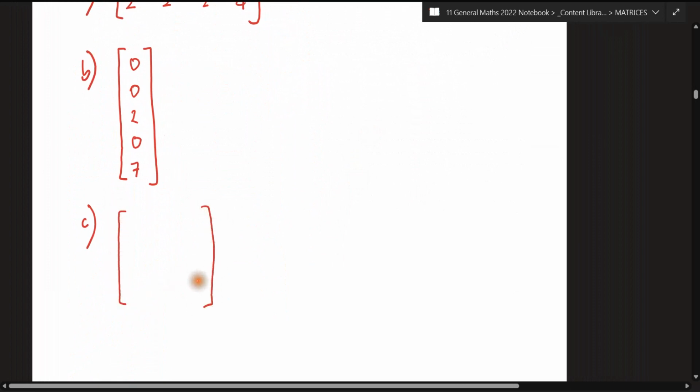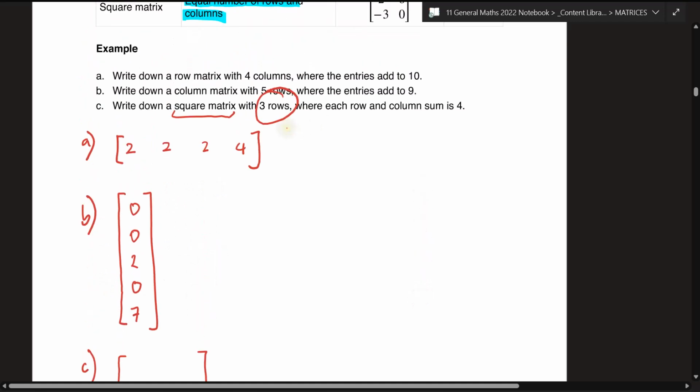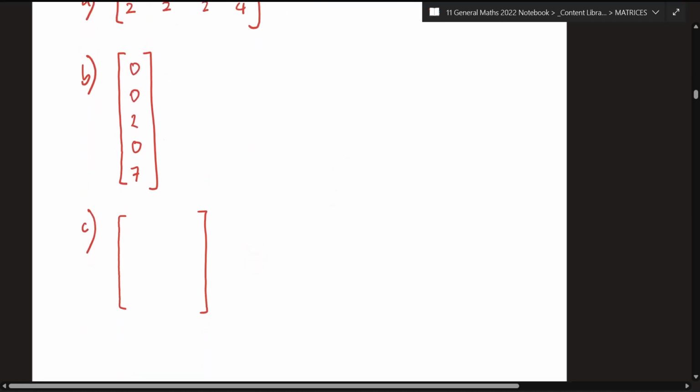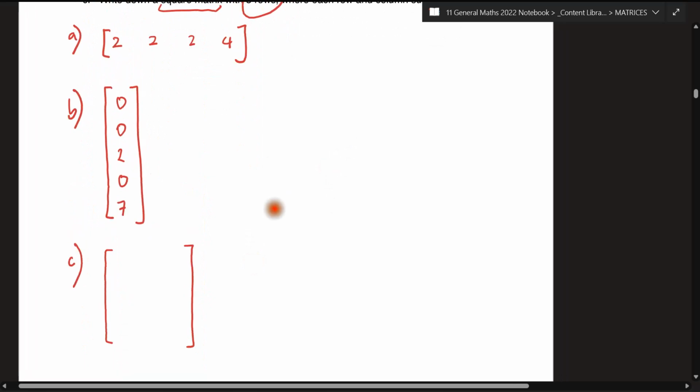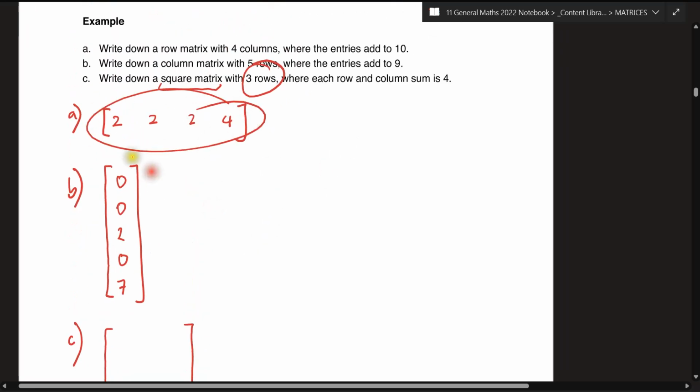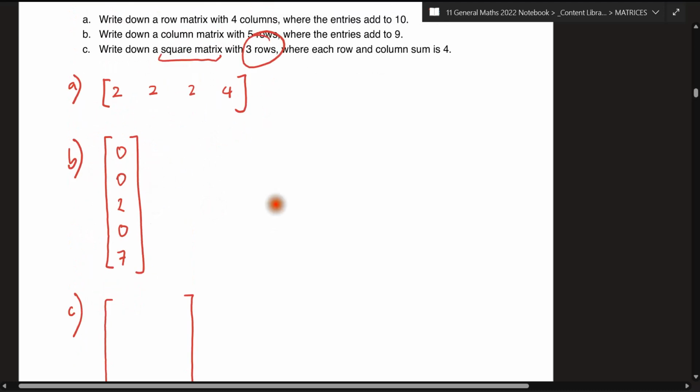So I have to have an equal number of rows and columns. So 1, 2, 3 rows, and then 1, 2, 3 columns. All right, so equal number for both. Make sure that, according to this, each row and column sum is going to add up to 4. This is a little bit trickier, but we can just use that 0, 0, 0 thing that I was using before for these previous ones, and just put one number in each.